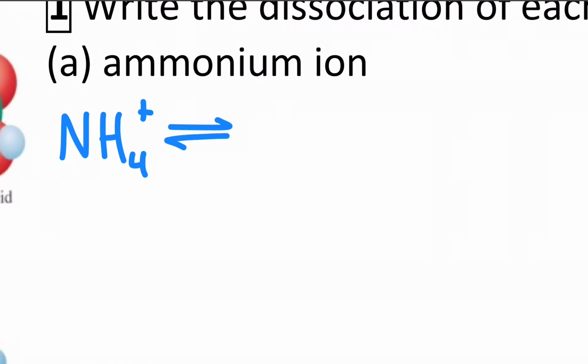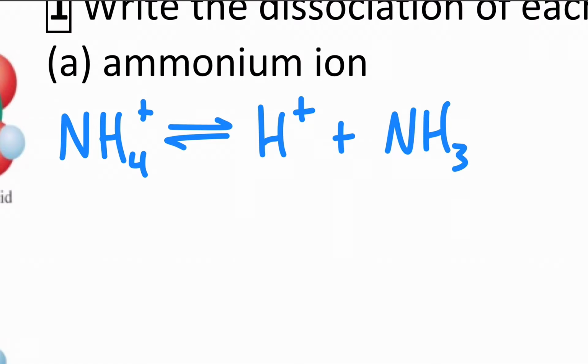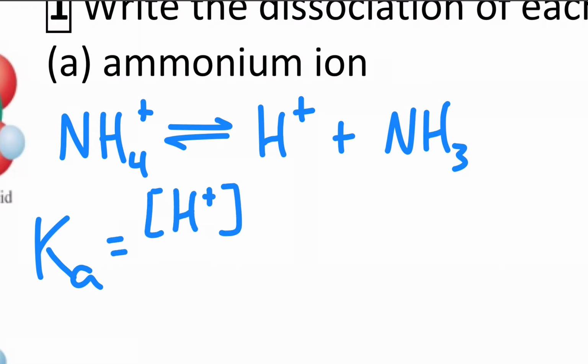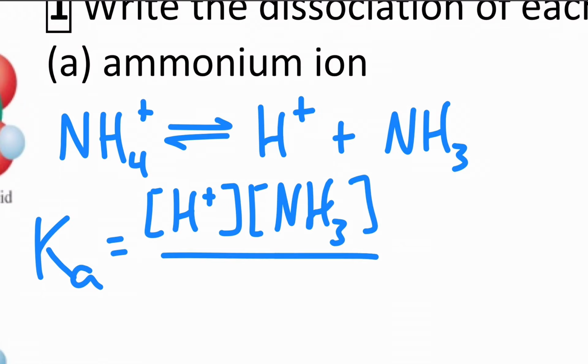I write it reversibly dissociating. It loses one H+, and then whatever's left over. You always lose one H at a time. We'll talk later about what happens when you lose multiple H's from polyprotic acids. So how do I write the Ka expression? The Ka expression would be the concentration of H+ times the concentration of ammonia divided by the concentration of ammonium.